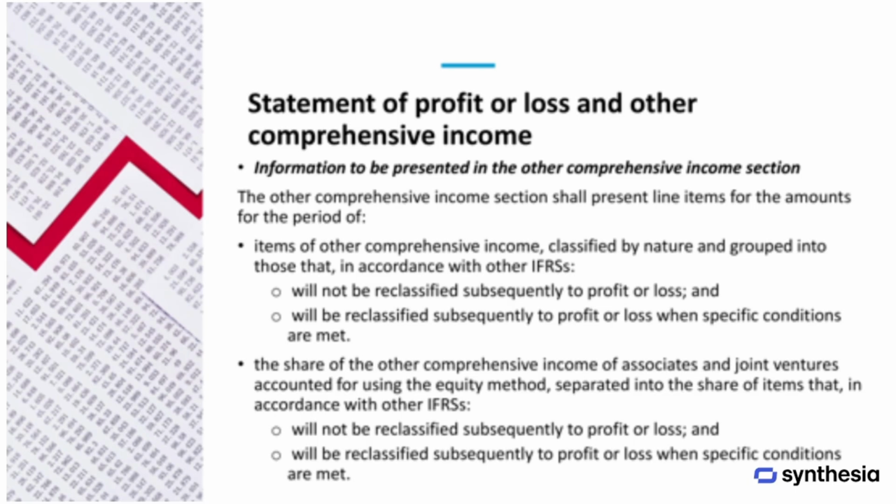The other comprehensive income section shall present line items for the amounts for the period, classified by nature, and grouped into those that, in accordance with other IFRSs, will not be reclassified subsequently to profit or loss, and those that will be reclassified subsequently to profit or loss when specific conditions are met. Additionally, the share of the other comprehensive income of associates and joint ventures accounted for using the equity method should be presented separated into the share of items that, in accordance with other IFRSs, will not be reclassified subsequently to profit or loss, and those that will be reclassified subsequently to profit or loss when specific conditions are met.